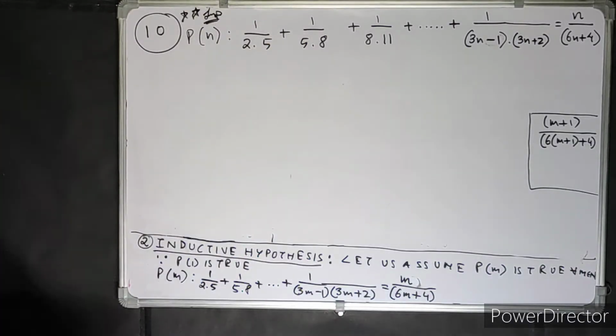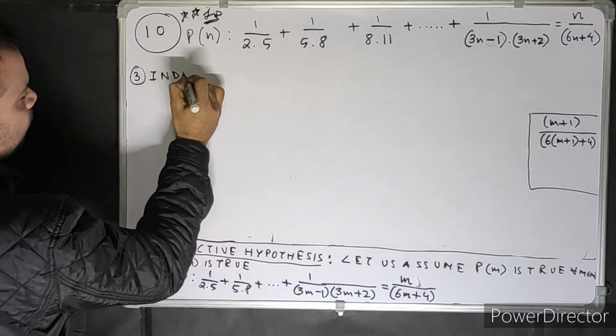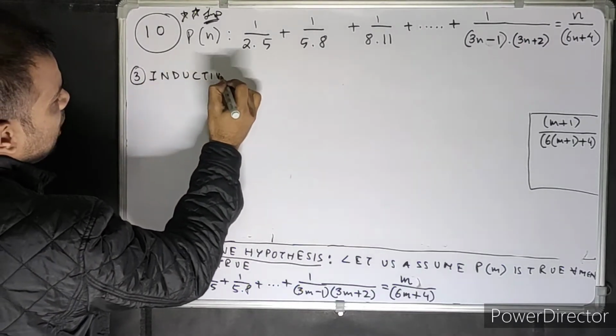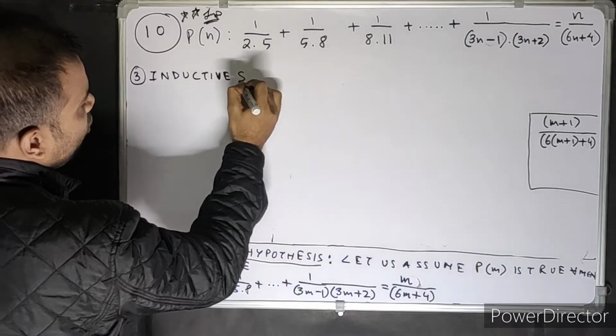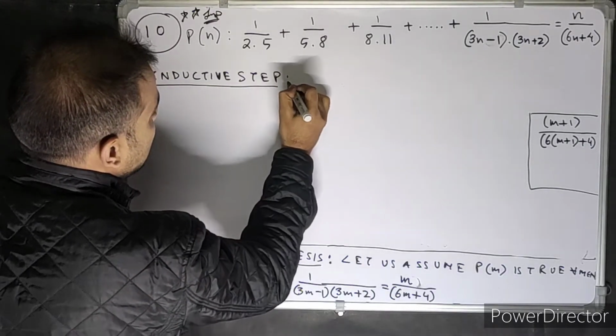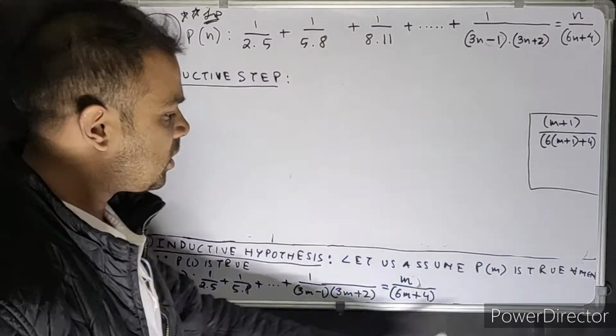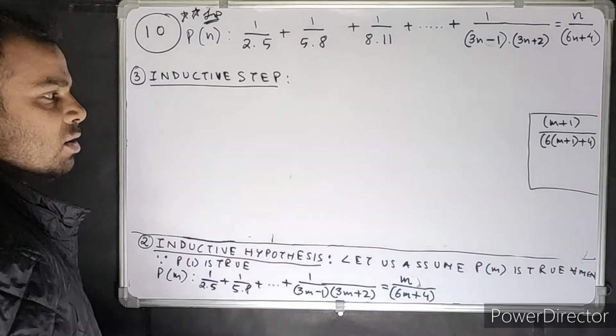Important. So now the third step is the inductive step. In the inductive step, what do I have to prove? I have to prove that P of m plus 1 is also true. Now how do I prove that? I will be taking the help of the second part, then only I can prove it.